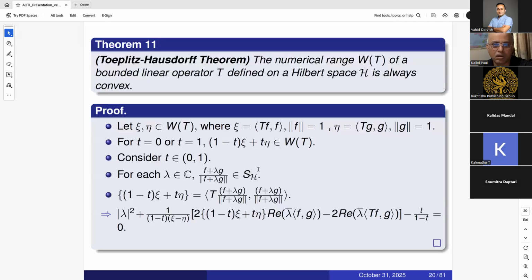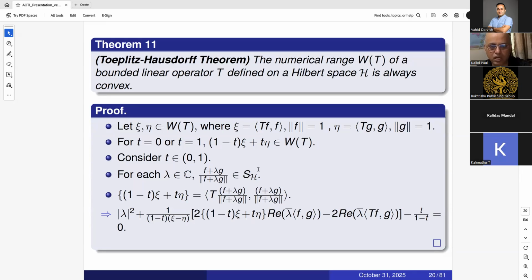Now we give the general proof that the numerical range W of T of a bounded linear operator T defined on a Hilbert space H is always convex. So what do we need to do to show convexity? We'll take 2 elements from the numerical range, like xi and eta, that we have taken from W of T.